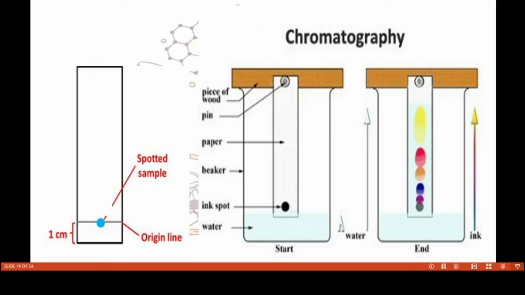How can we separate out the different colors present in a dye? For example, we use ink. In ink, different types of dyes are present. How can we separate them out using chromatography?